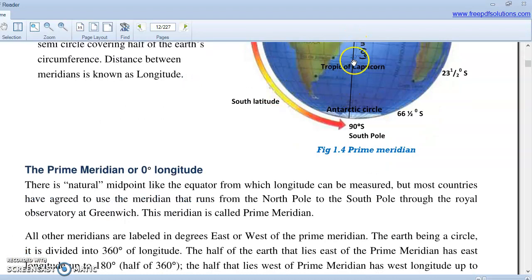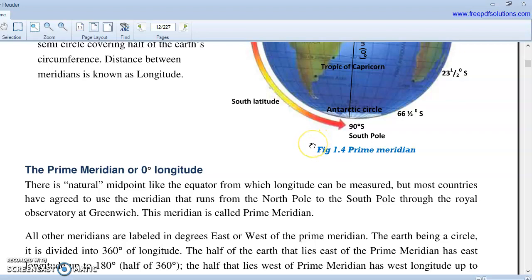Now we will discuss the prime meridian more so that it makes everything clear. So the prime meridian or 0 degree longitude is a natural midpoint like the equator. If you remember, when we measured latitude, we measure it from the equator, and we said the equator is at 0 degrees in terms of latitude. Now, with longitude, it's like the opposite. It's like the exact same thing as the prime meridian, but this one runs from north to south.